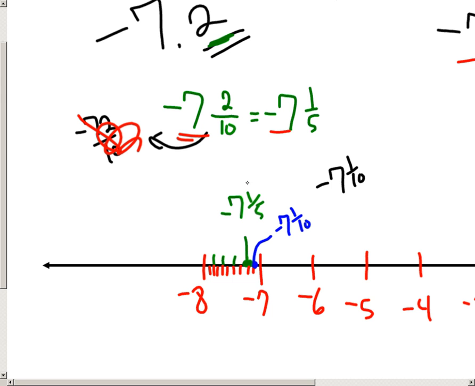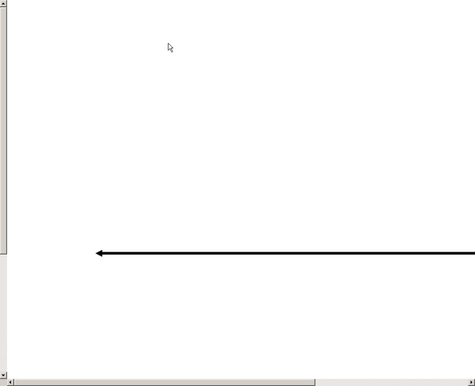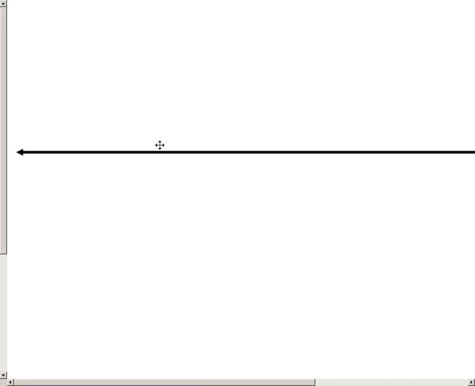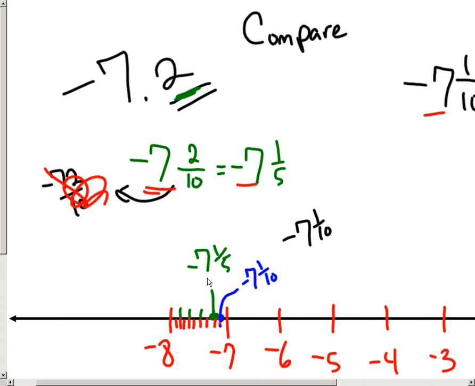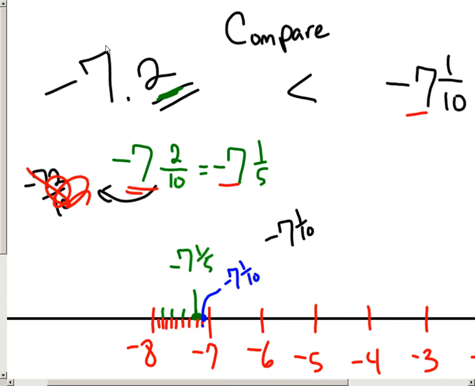The same thing that I've taught you. Here's negative 7, negative 7 and 1/10, negative 7 and 2/10, negative 7 and 3/10. And you see the pattern. Let's do one more. See what we need to do. And actually, I'm sorry, I didn't even finish the initial question. So which one's bigger? Well, whatever's to the right is bigger. Negative 7 and 1/10 is to the right of negative 7 and a fifth. So negative 7 and 1/10 is bigger.